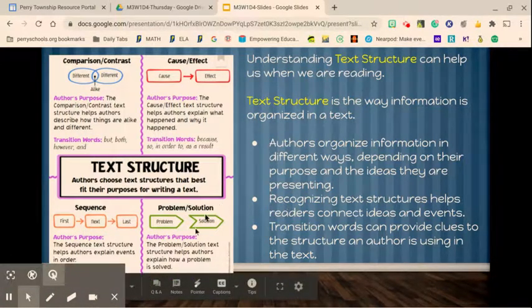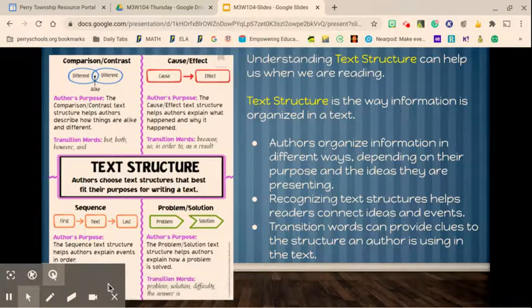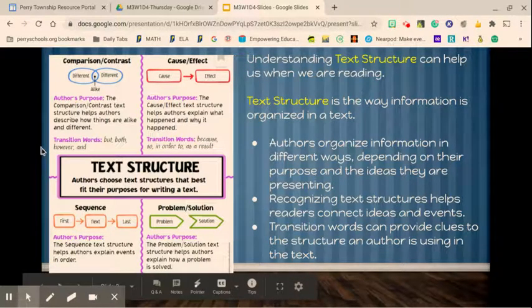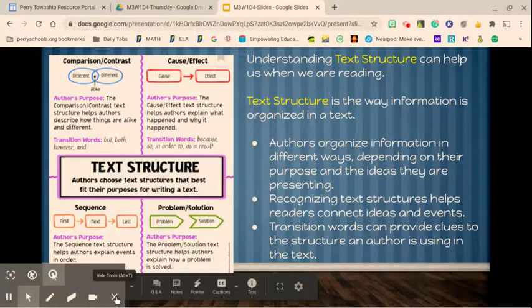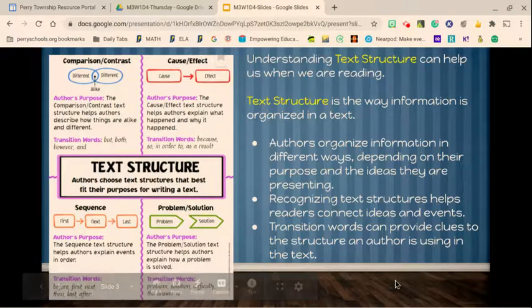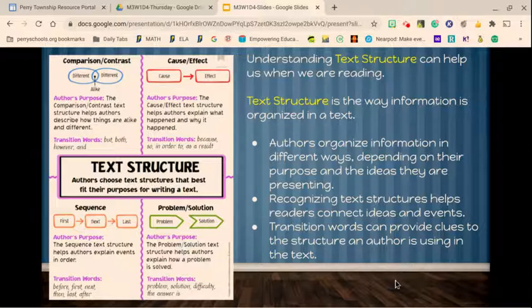The next one that we have is sequence, and sequence helps the author explain events in order. So some keywords that we have with sequence are before, after, next, then, last, first, finally. Anything that tells you the order of events.